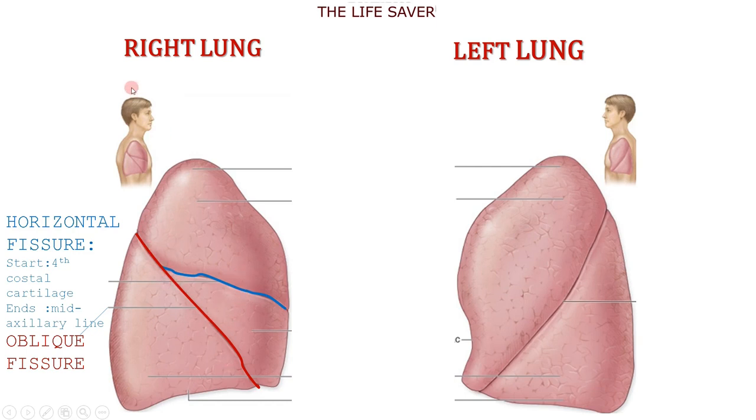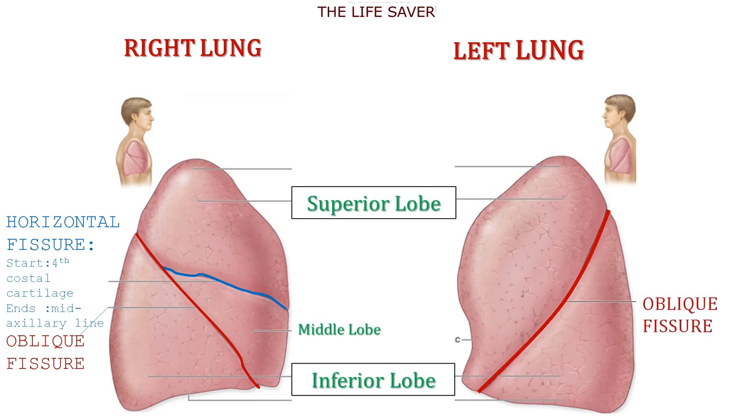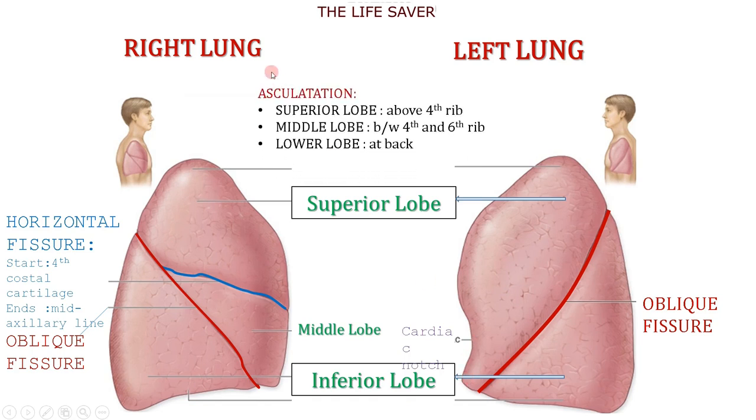These two fissures divide the right lung into three lobes, the superior lobe, the middle lobe, and the inferior lobe. As compared to that, the left lung only has one fissure, called the oblique fissure, which divides the left lung into two lobes, the superior lobe and the inferior lobe. The depression here which we can see is referred to as the cardiac notch and the extension here is referred to as a lingula.